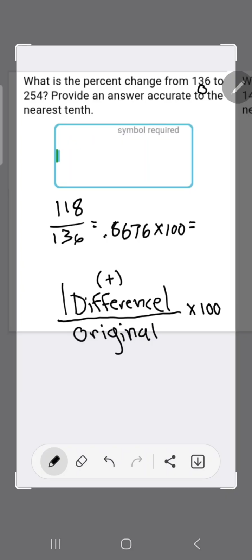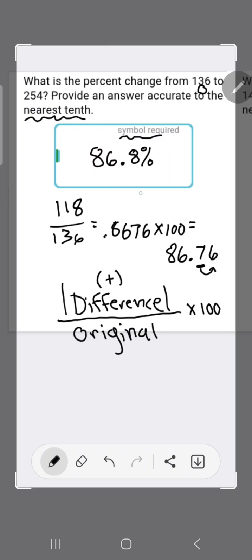So on your calculator, you should be seeing 86 point, and we'll take the next two numbers, 76, because the nearest tenth is that first decimal place. What we're going to do is look at the next number to decide whether we're going to keep it or round it up. So if this number is 5 or above, we will round that number up. If it's 4 or below, we would keep it. In this case, it's 6, so that tells us to round that 7 up to an 8. So my answer is going to be 86.8 and keep a percent sign for symbol required.